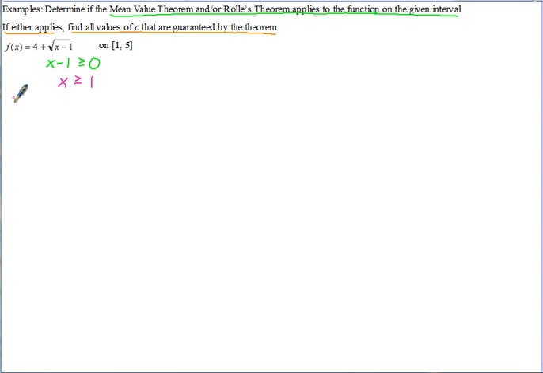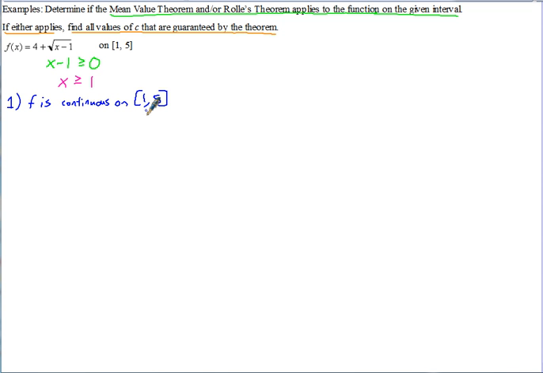So we can write down the first condition. F is continuous on the interval from 1 to 5. Now, if our interval had been from 0 to 5, then it wouldn't have been continuous from 0 to 5, and then if that was the case, neither theorem would apply. But it is continuous in this case.